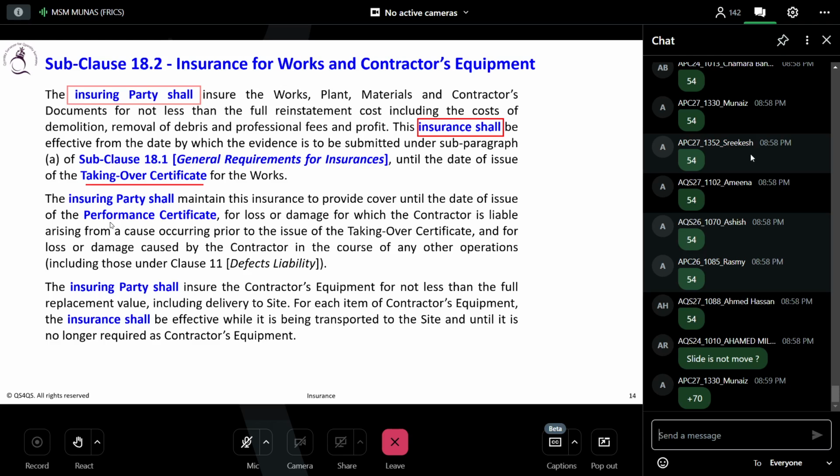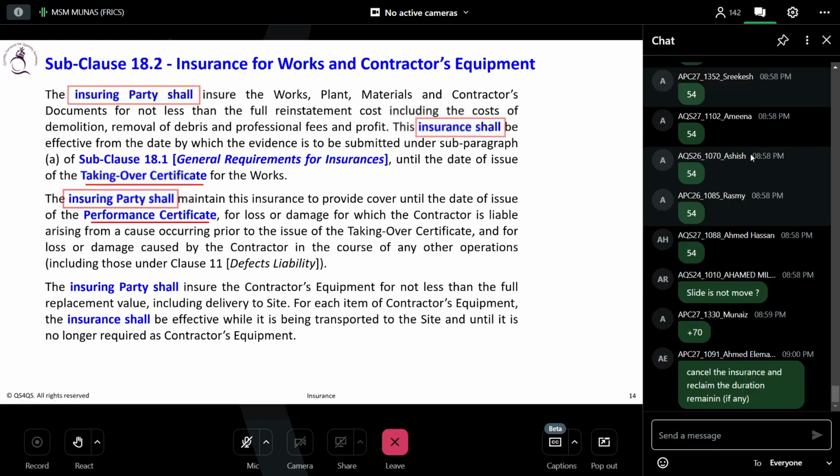So the insuring party shall maintain this insurance to provide the cover until the date of issuance of the performance certificate. Let's say the contractor is insuring the work or project until the taking over certificate. Once you issue it, then the contractor will cease the insurance. The employer must obtain the new insurance to continue from there. Otherwise, you have to say, Mr. Contractor, you have to take the insurance until the performance certificate. It is very subjective. Make sure you check your contract, what it says.